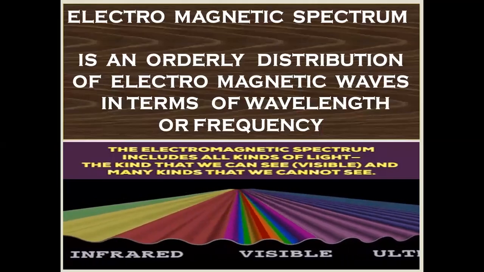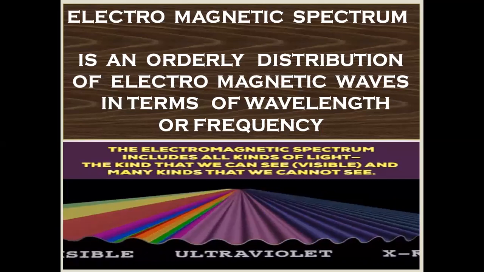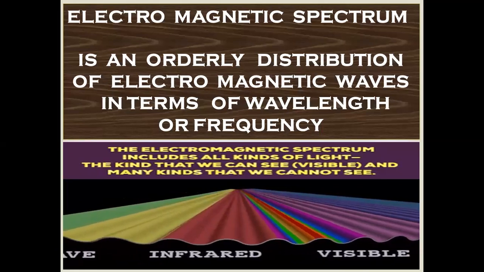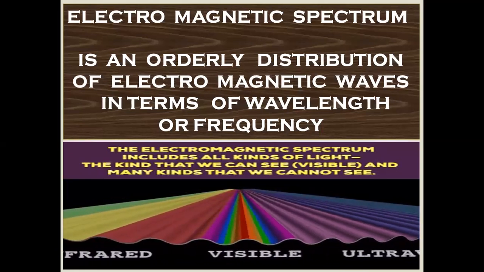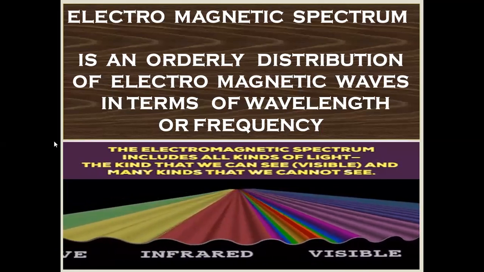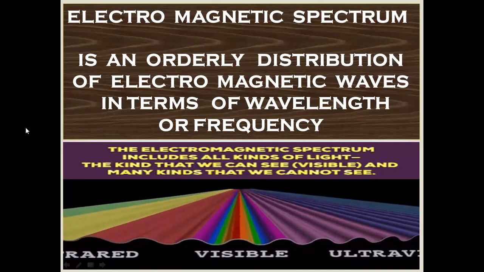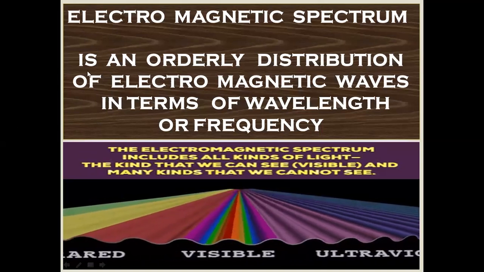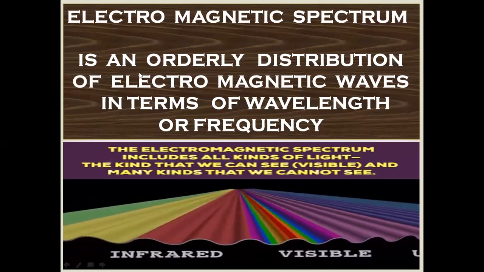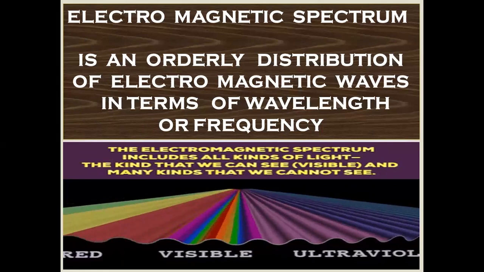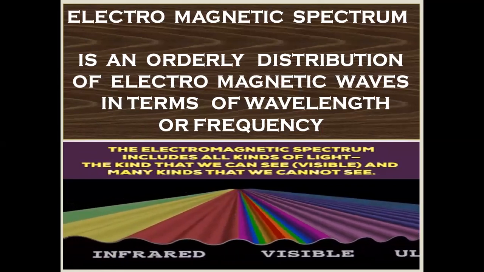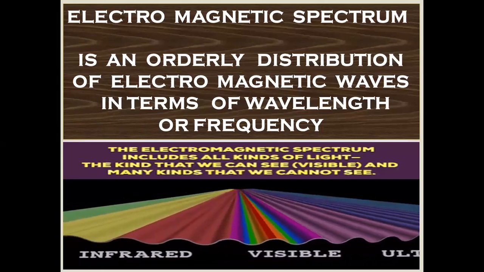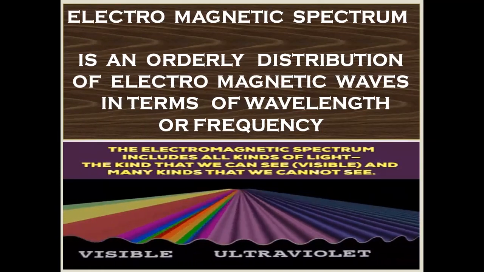Okay, what is the electromagnetic spectrum? The electromagnetic spectrum is an orderly distribution of electromagnetic waves in terms of wavelength or frequency. When I say wavelength, you know, a wave has a crest and a trough, a positive cycle and a negative cycle together we call a wave. The length of one wave is what we call the wavelength. Frequency is the number of waves in a unit time.